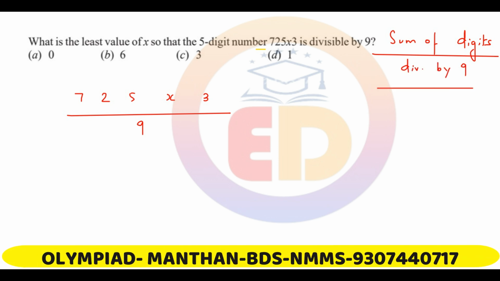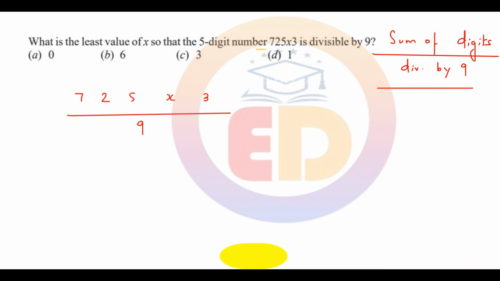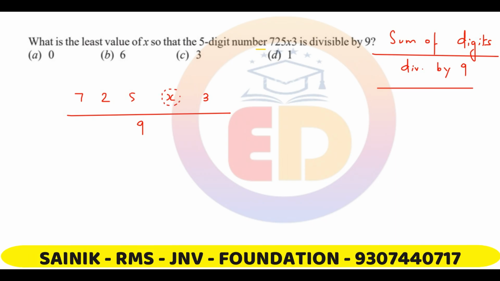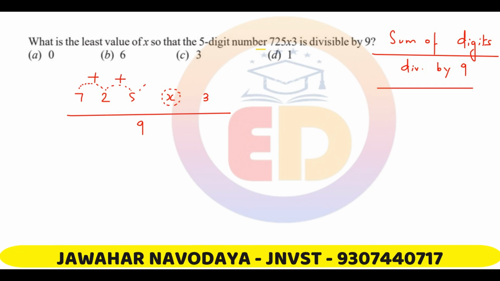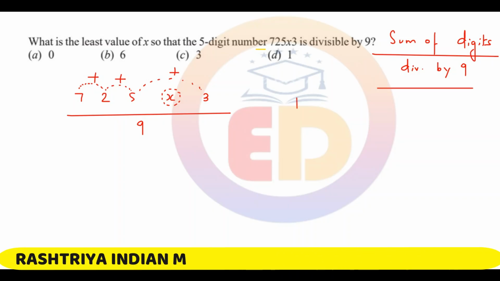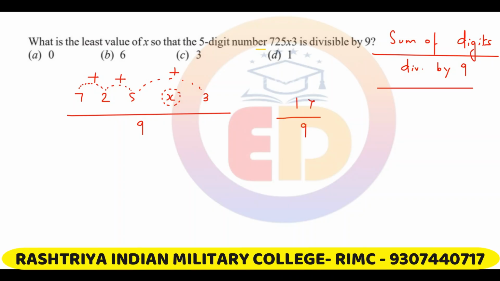So right now let us check the sum of the digits other than x. x को हटाकर जो digits हैं उनका sum क्या आ रहा है. This is 7 plus 2, 9, 9 plus 5, 14, 14 plus 3, right now the sum is 17 और 17 9 से divide नहीं होता है.